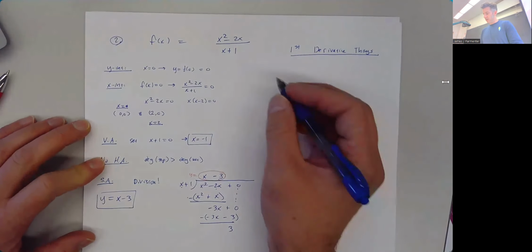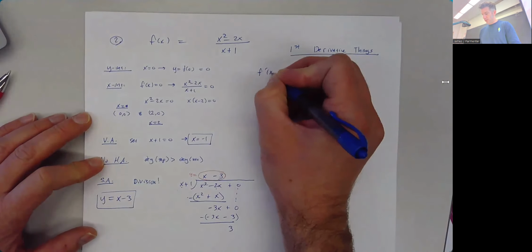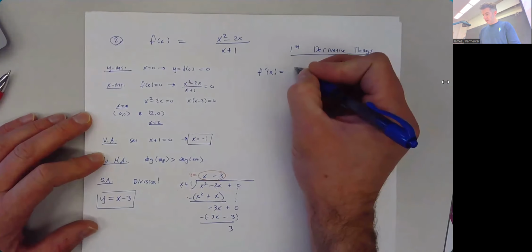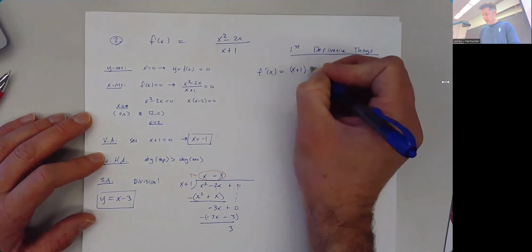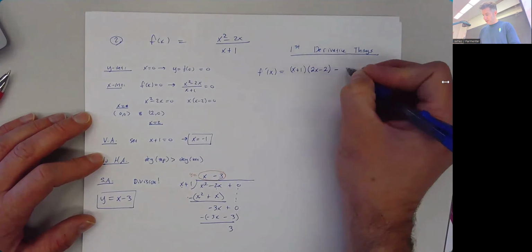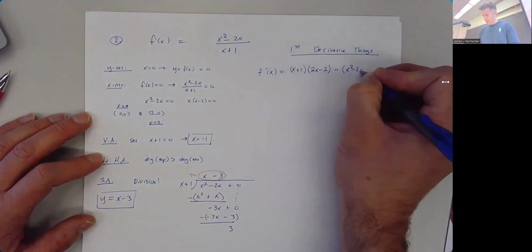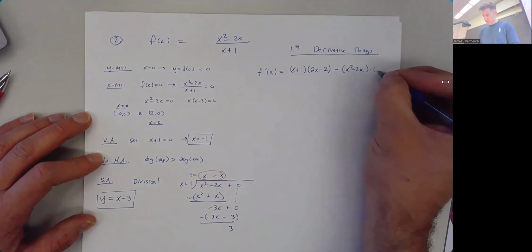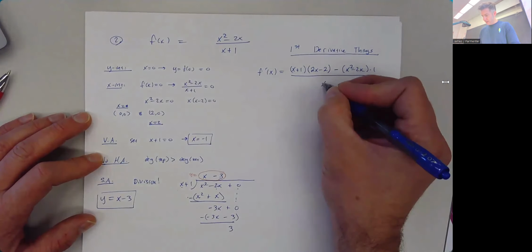Okay, so quotient rule, lots of quotient rules for these. The bottom times the derivative of the top, which is 2x minus 2, minus the top, times the derivative of the bottom, which is just 1, divided by the denominator squared.